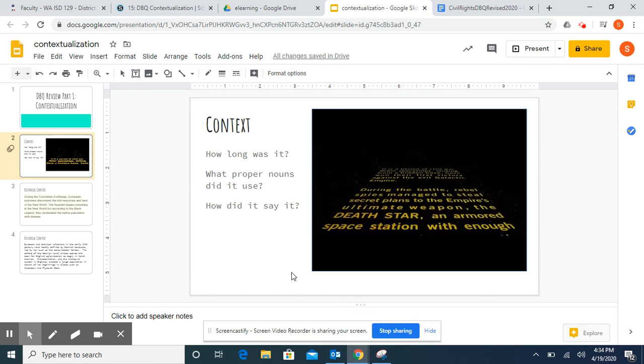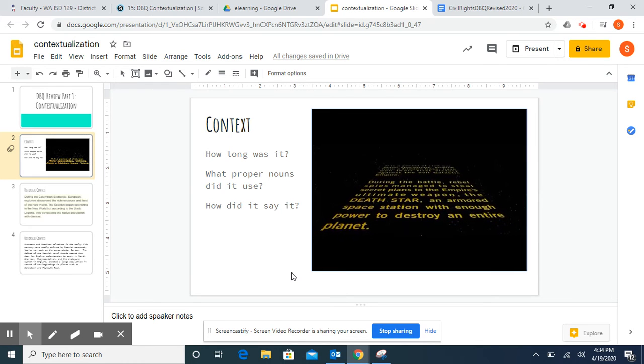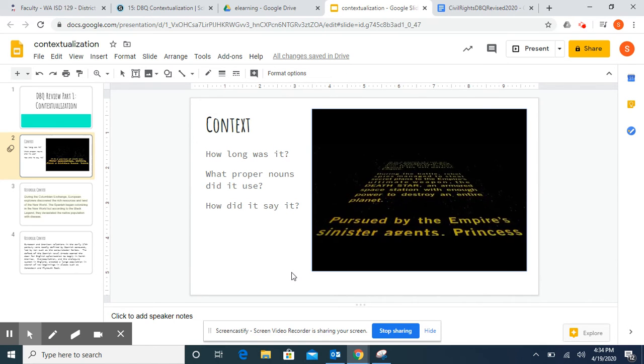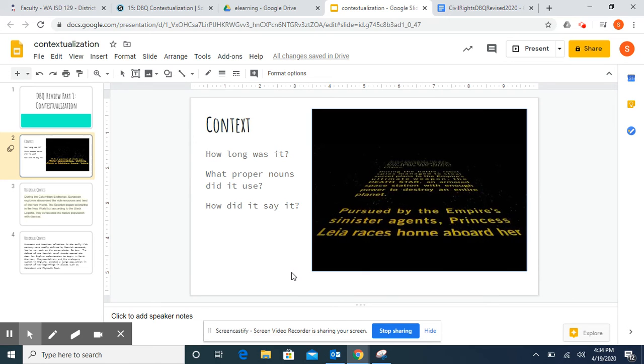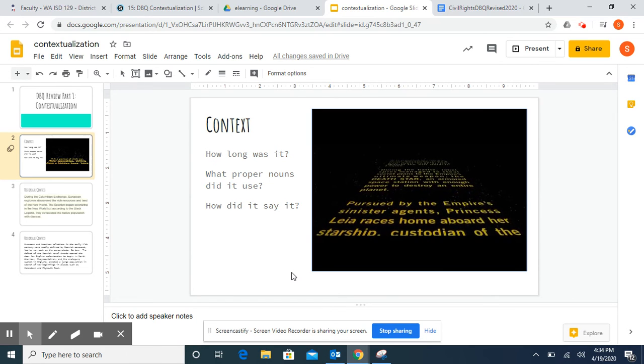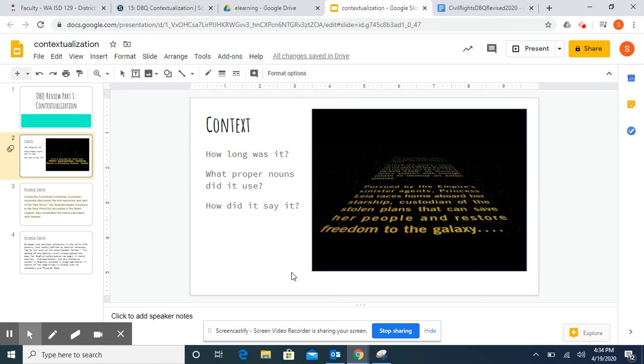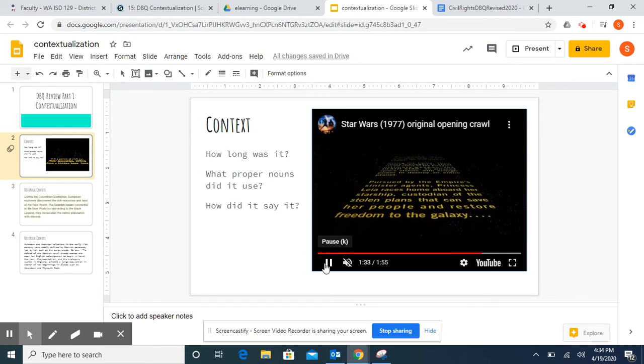Notice that they don't just say they stole the Emperor's weapon, they stole the Death Star. This is only 2 sentences in. Third sentence. Pursued by the Emperor's sinister agents, Princess Leia. Ooh, another proper noun. We got someone's name here. She's the custodian of the stolen plans, to try and save her people and restore freedom to the galaxy. So that was three sentences roughly, filled with proper nouns: Galactic Empire, Death Star, Princess Leia.